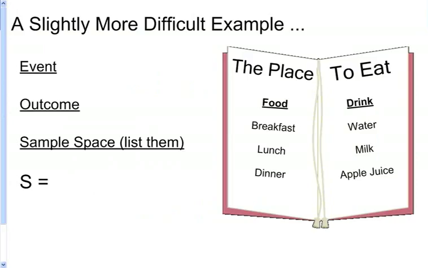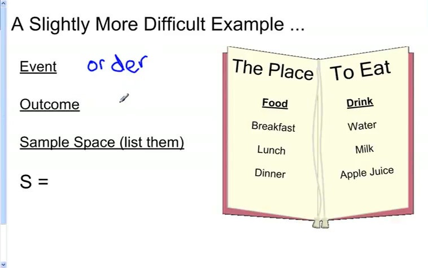A slightly more sophisticated example would be, here's a menu from my interesting restaurant I created. It's called The Place to Eat. And when you open the menu in this restaurant, you basically choose which food item you'd like. You can order breakfast, lunch, or dinner. And which drink you'd like. You can order water, milk, or apple juice. So the event is basically placing an order. So the event is actually just me placing an order, so some kind of order.